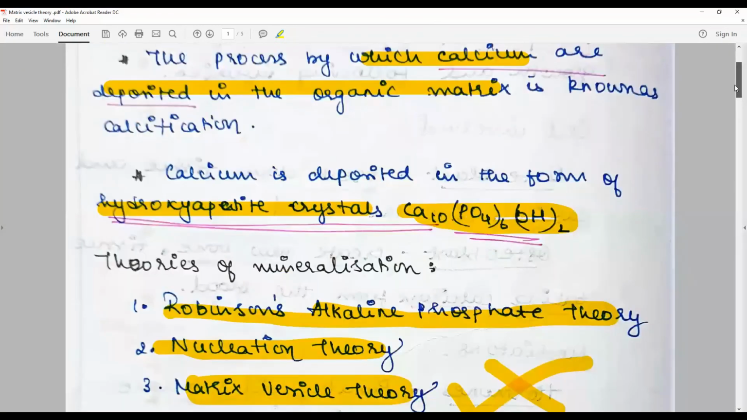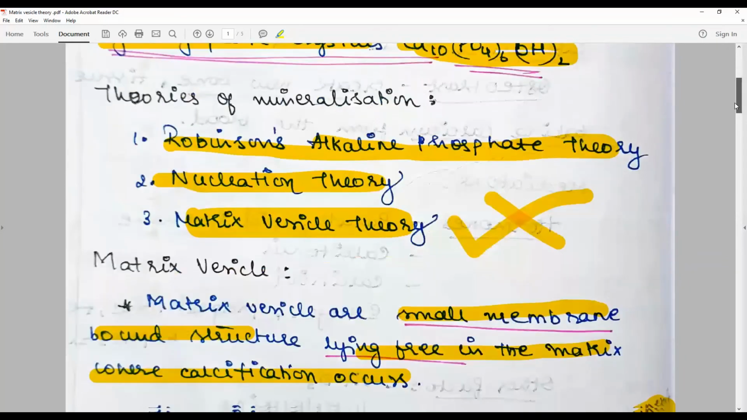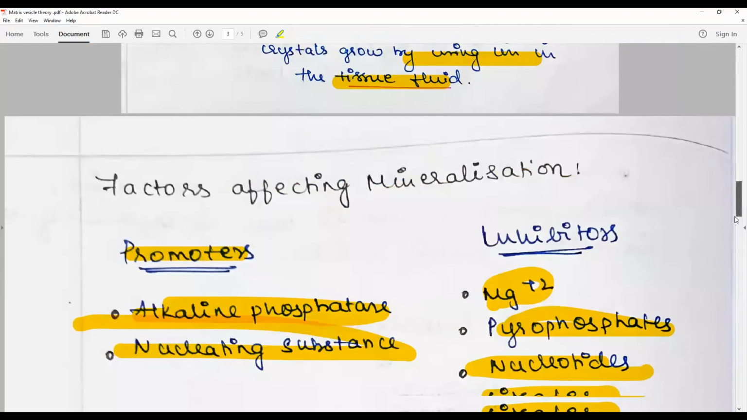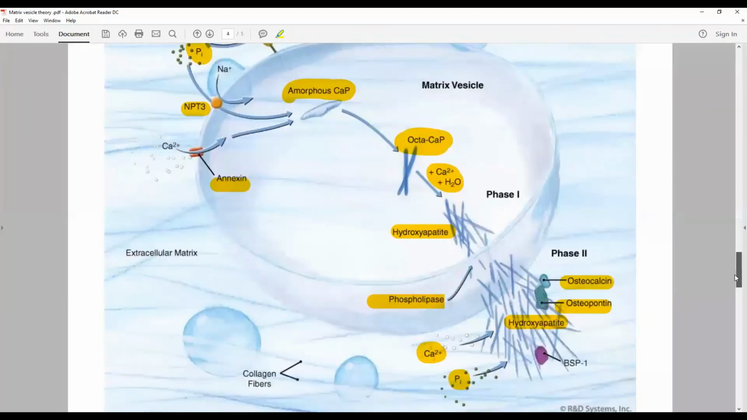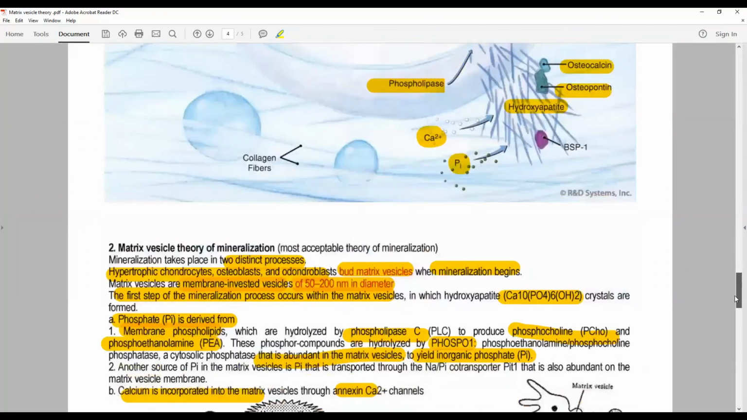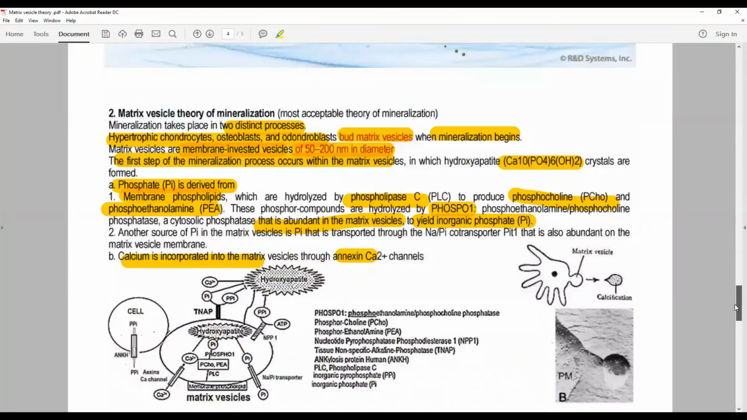Two phases, calcium hydroxyphosphate. All these are the important points, and how you draw this diagram is more important from the exam point of view.